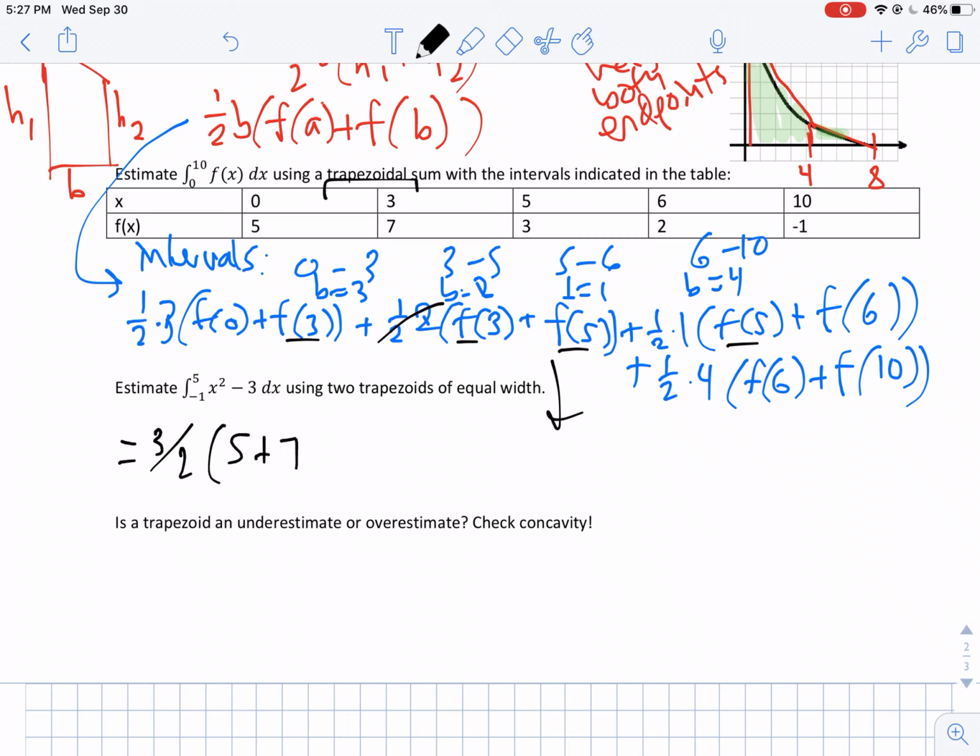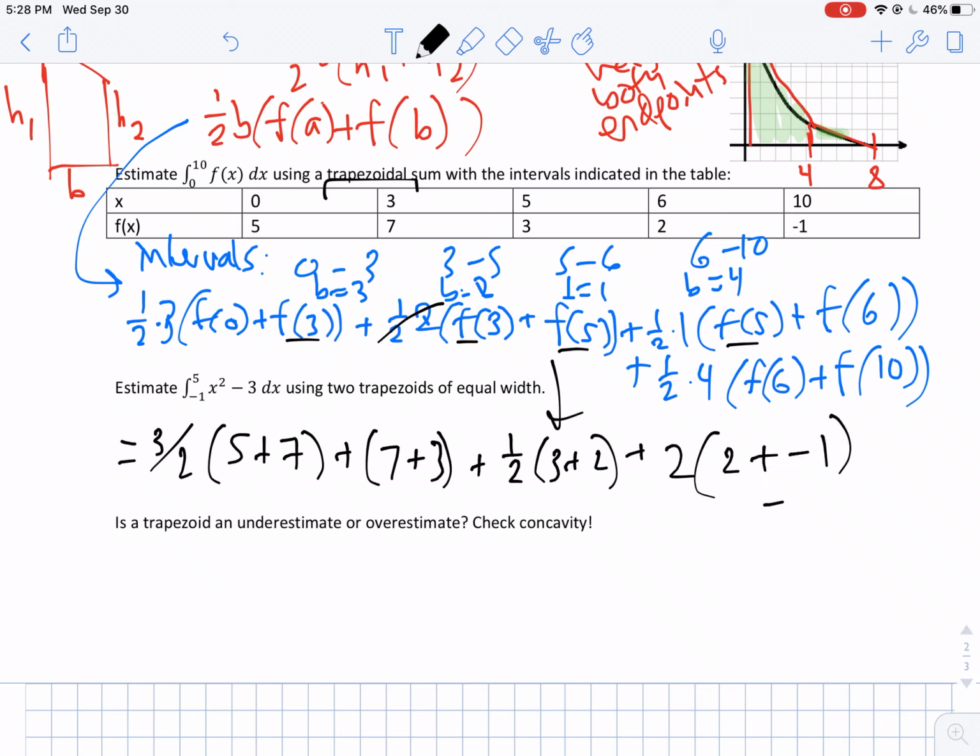So that's 5 plus 7. As we go from 3 to 5, the 1/2 and the 2 cancel, so that's just 7 plus 3. As we go from 5 to 6, we have 1/2 times 1, so it's 1/2. And then those values that we got there are 3 and 2. And then 6 to 10, 1/2 times 4 is 2 times 2 plus -1.